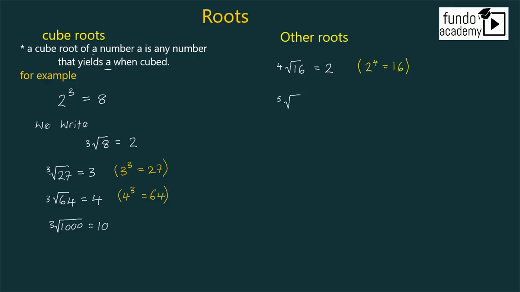Another example is the fifth root of 243, which is 3, because 3 raised to the power of 5 gives us 243. We also know the sixth root of a million is 10, simply because 10 raised to the power of 6 gives us a million. So all these are other roots we've got. We can find as many roots as we want on any number. We can have fourth root, fifth root, sixth root, all the way up.